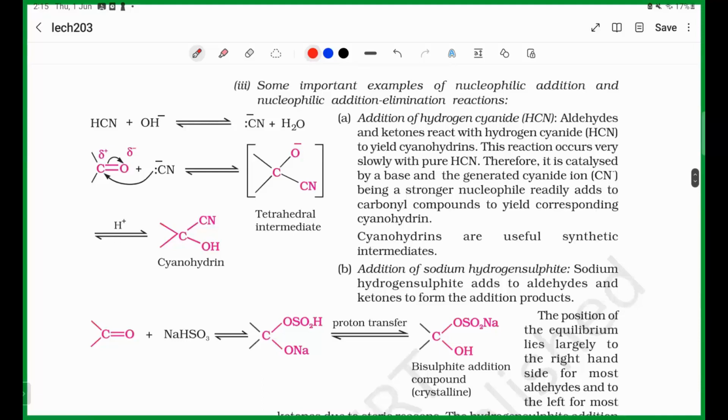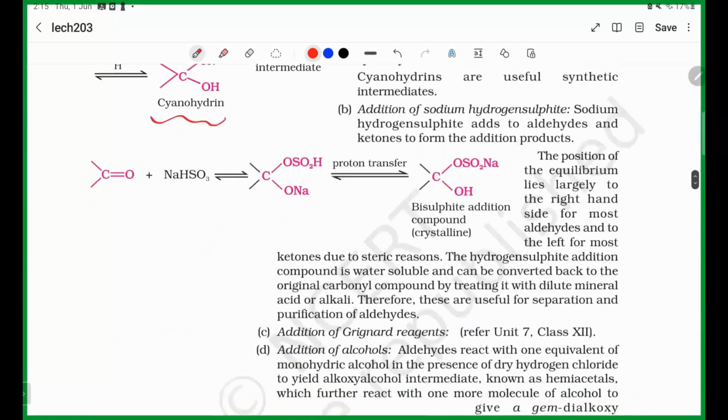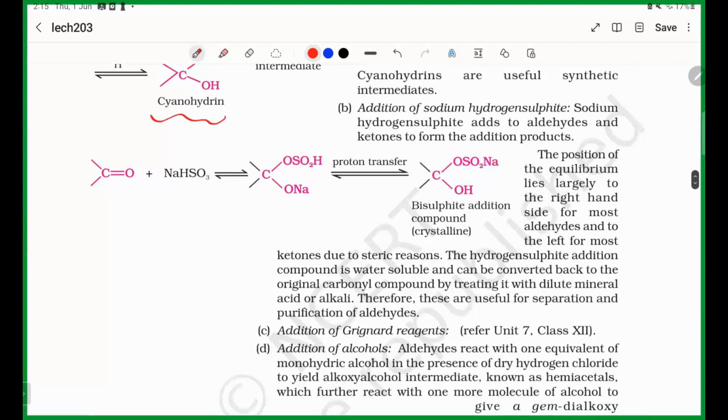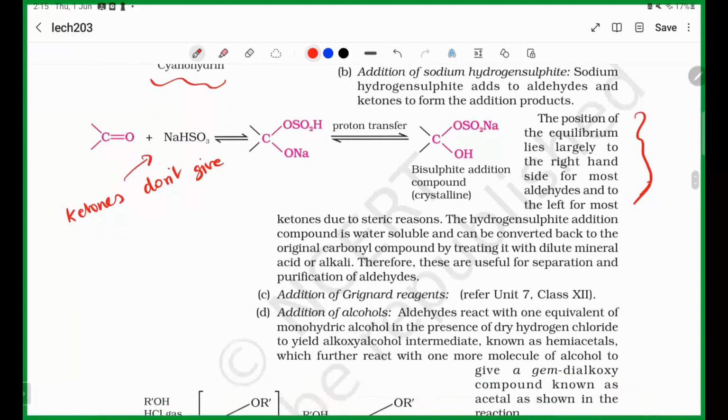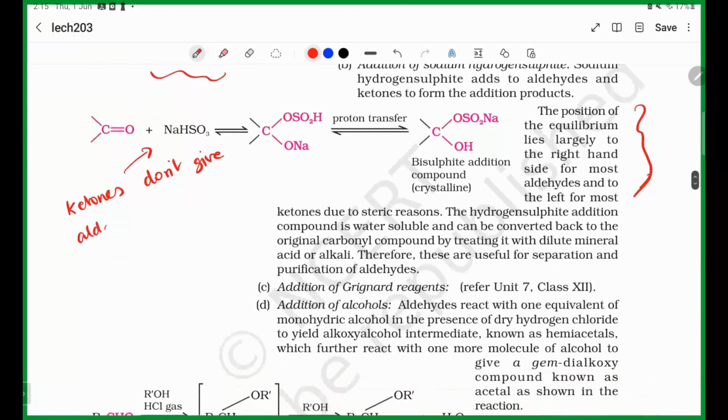Then you have some important examples of nucleophilic addition and addition-elimination. This is cyanohydrin formation, a very important reaction. This is bisulfite addition. Bisulfite addition is a very useful test because the equilibrium lies largely to the right for most aldehydes and to the left for most ketones. This means ketones do not give the bisulfite addition test, whereas aldehydes do. So that's a good way of differentiating between aldehydes and ketones.